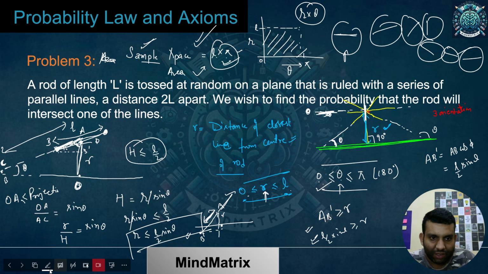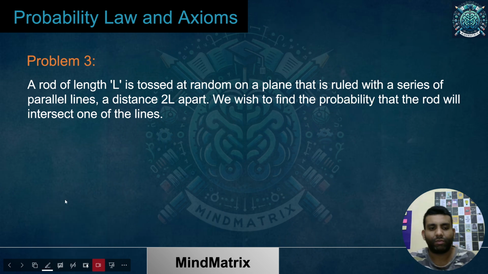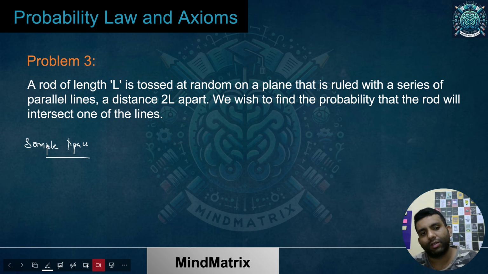Now I'll erase everything and we'll get to know the desired area I'm looking for. So let me write for the sample space over here. My sample space size, or the area, is basically the length of my sample space. If I talk about the area, the area was L pi. This is capital L because it was mentioned.